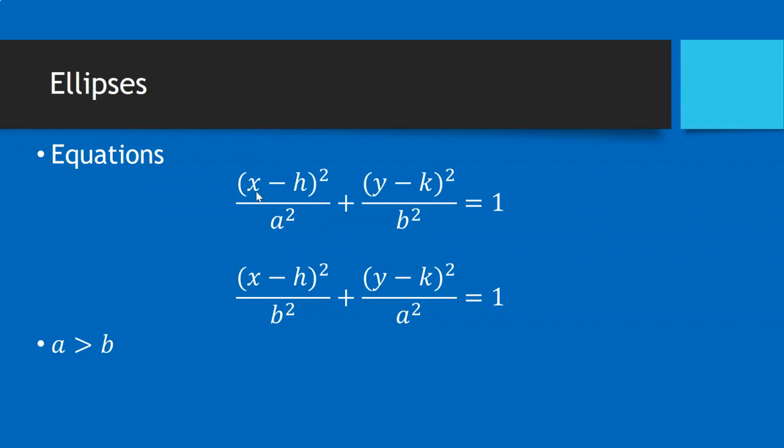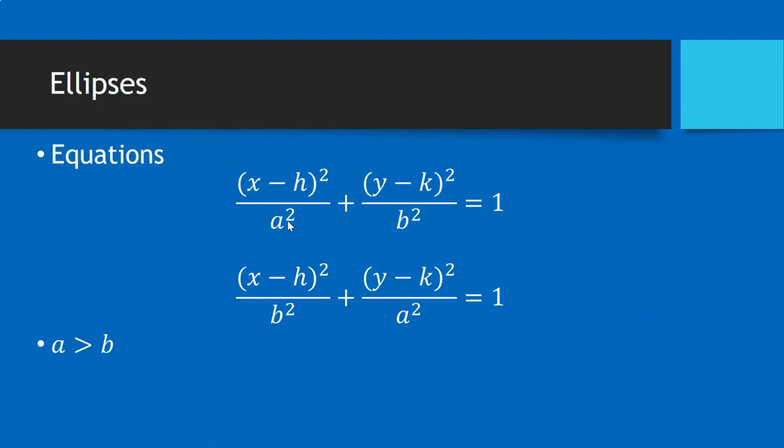So we look at the ellipses: (x minus h) squared divided by a squared plus (y minus k) squared divided by b squared equals 1. And (x minus h) squared divided by b squared plus (y minus k) squared divided by a squared equals 1. So the only real difference there is whether the a piece is under the x's or whether the b piece is under the x's. All right, so whether a or b is under the x squared piece or the y squared piece.